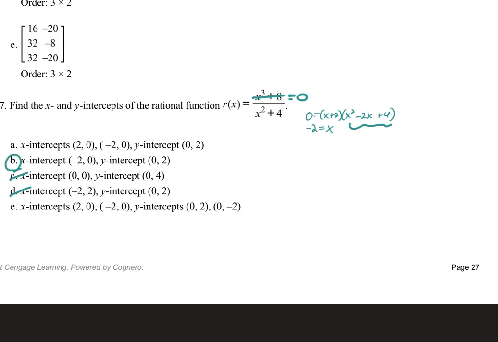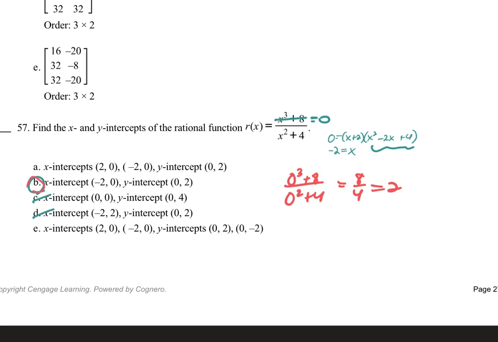In a situation like that, though, I almost would have done the y-intercept first and narrowed it down, because for the y-intercept, you just plug 0 in for x. And I'd get 8 over 4, which is 2. And that's this one again, 0, 2.